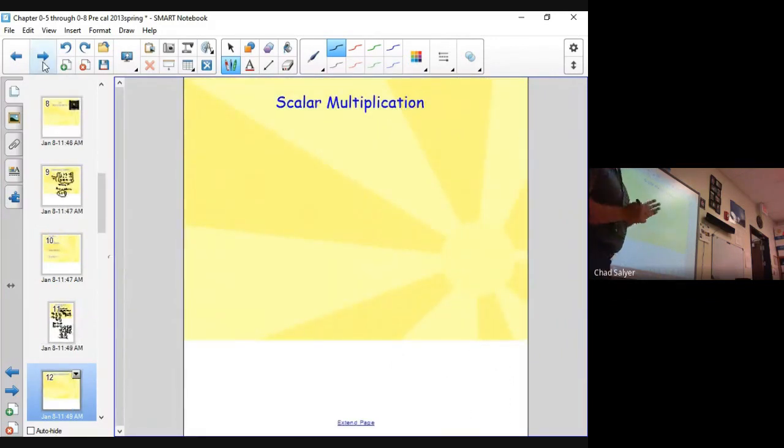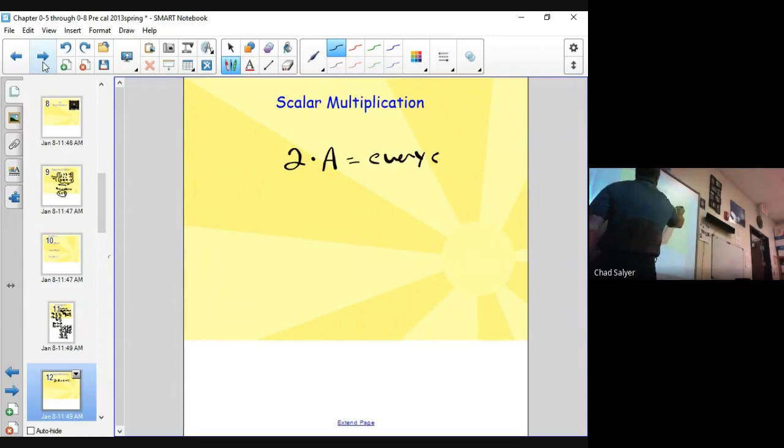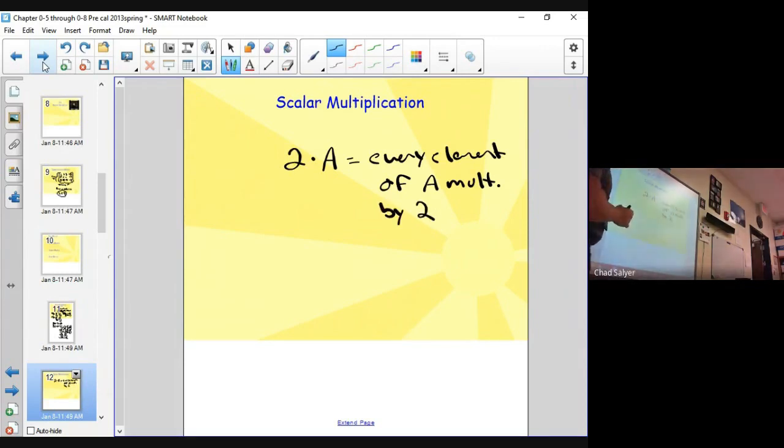Okay, so that's adding or subtracting matrices. Scalar multiplication, you just saw. So when you have a scalar that's a number, like 2, and we're multiplying that by a matrix, so 2A equals every element of A multiplied by 2. So when I scale a matrix, I'm going to multiply every element in that matrix by that scalar value. So that's when you multiply a matrix times a number.